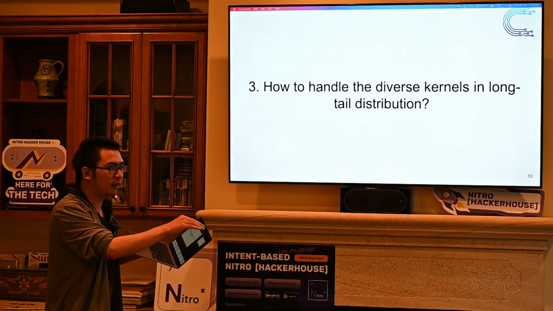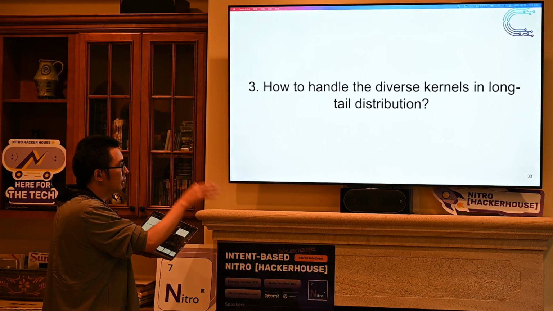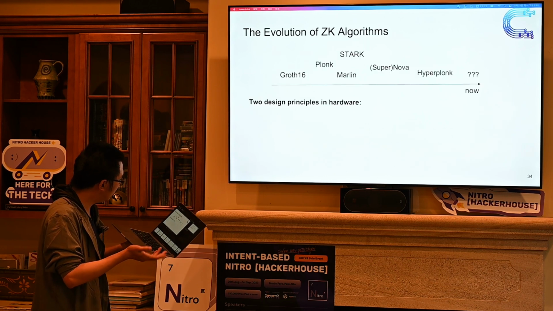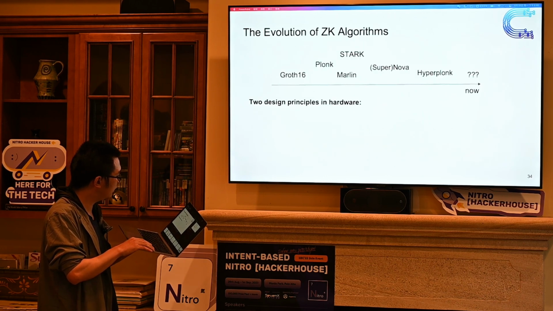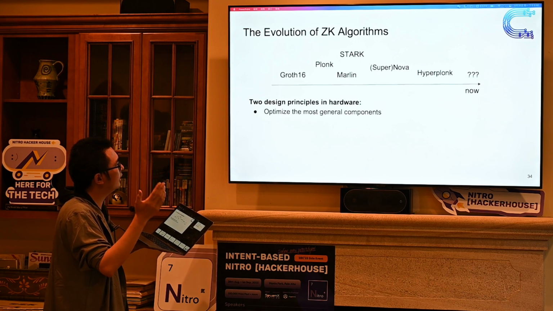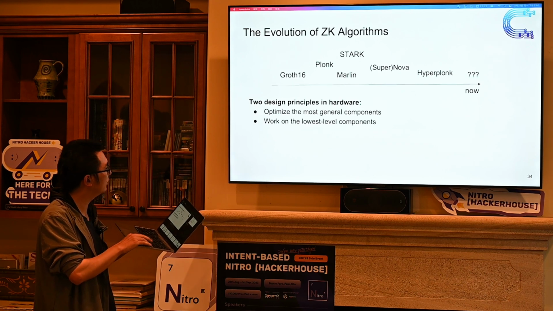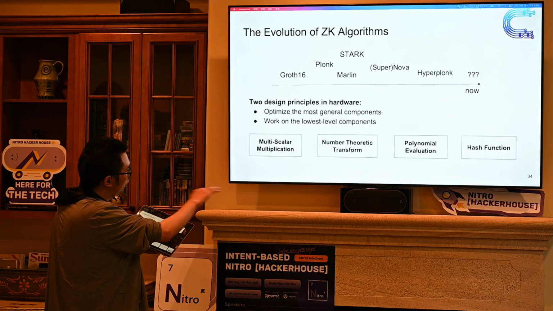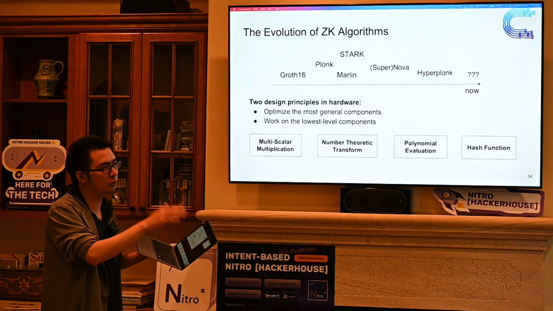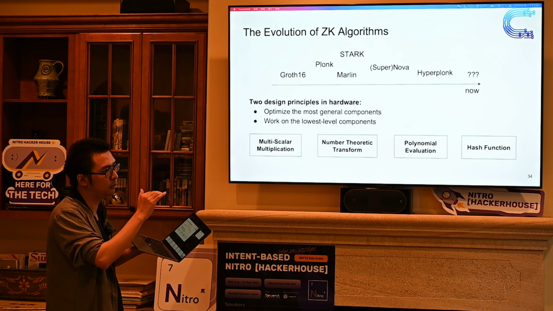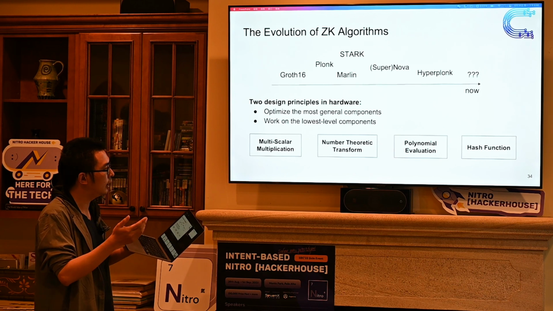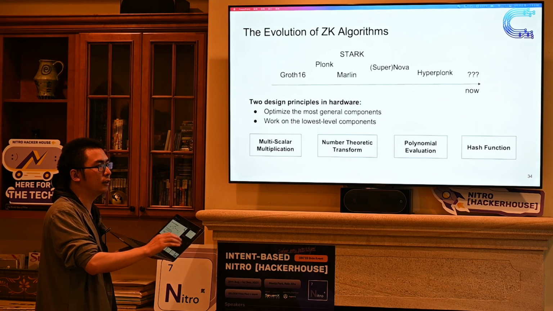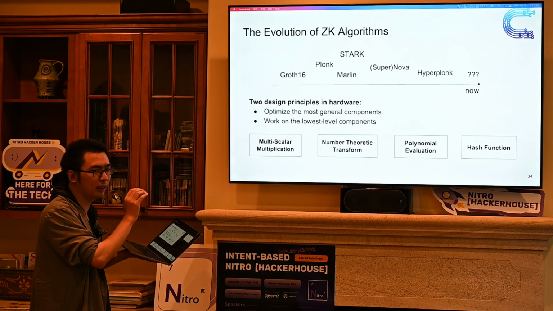In order to handle the long tail, you have to handle the diverse kernels in the long tail distribution. If you look at the evolution of ZK algorithms, you can find that they are different in different aspects. But if you look at the lowest level of operations, commitments usually use these four, used together with some tightly composed modular multiplication. So for these four, it's fixed, so you can write hard-coded hardware to accelerate it.